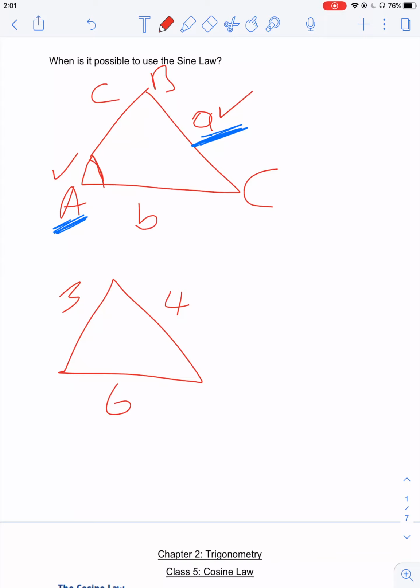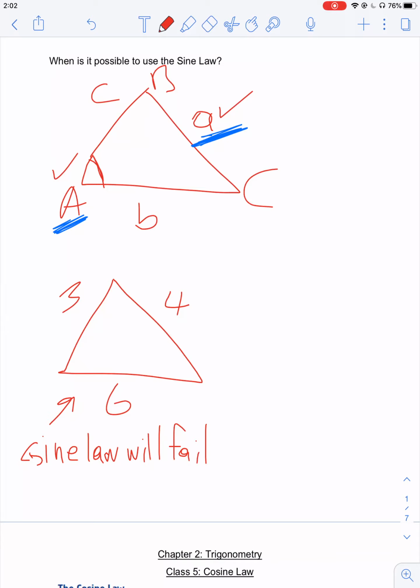Now, you cannot really use sine law over here because for you to use sine law, you need a side and an angle opposite to that side. But here, you have all three sides. You have none of the angles. So the cosine law will help you find one of the angles. And you can find any one of them using this information, whichever angle you want. So this is a situation where sine law will fail. So this is one situation.